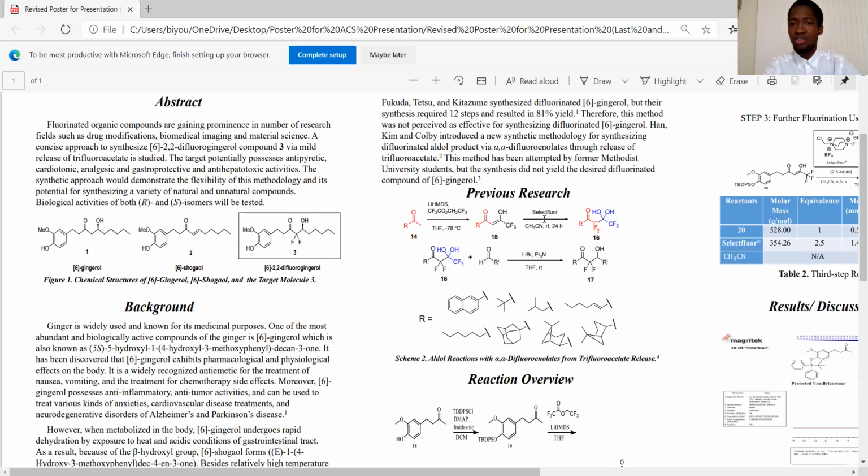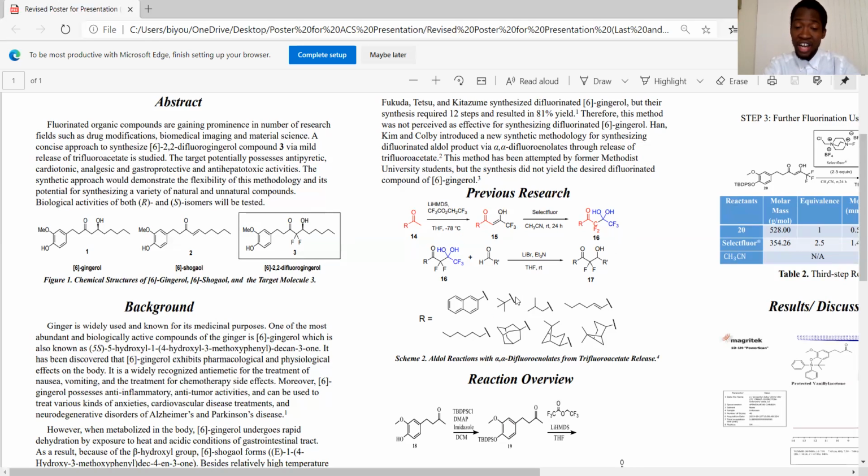Selectfluor is the source of electrophilic fluorine. So since this compound is electrophilic, it's going to react with this nucleophilic side through an addition reaction to be able to synthesize this compound. And this compound is going to react with this aldehyde to synthesize the 2,2-difluorinated cisgengerol. This is a possible route that they came up with, but none of the students were able to synthesize it yet at that time.